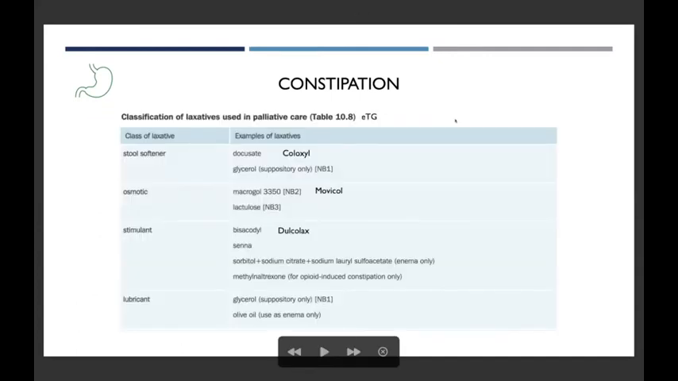In terms of classification of laxatives, this is from eTG. Basically, four main classes: softeners to soften the stool, osmotic, which is going to draw fluid into the actual bowels, stimulant to get the bowel moving, and lubricant to help the stool come out. And there are the different medications there. I've put the brand names next to them for some.